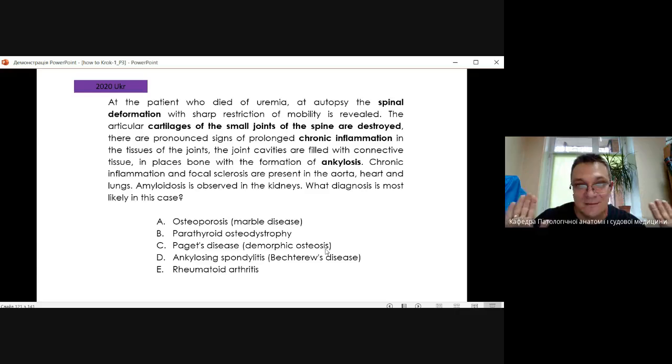Okay, the next one is quite easy. A patient who died of uremia, okay, there is kidney involvement somehow, but I didn't highlight it yet. You see, there is spinal deformation. There is injury of the cartilages of the small joints of the spine, of the vertebrae, and there is ankylosis. And you see, that's just obvious. There is no chance to answer in another way. We see ankylosis, and we see the option with ankylosing spondylitis. That's the correct answer.